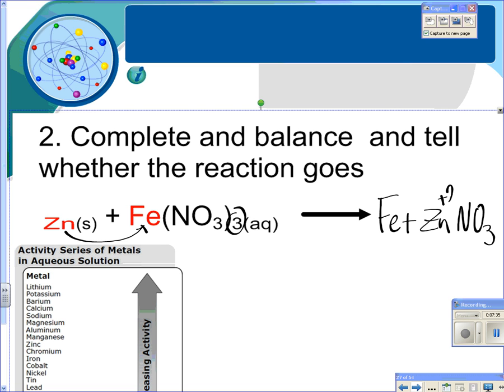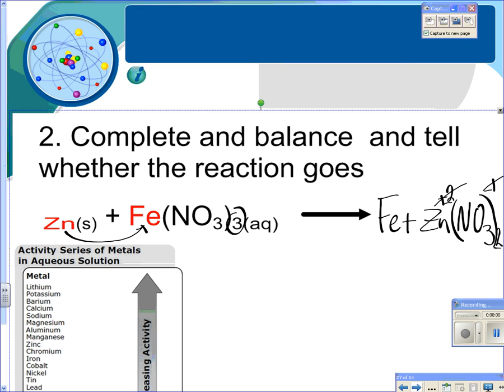And so zinc is +2. If we look on the periodic table, you should have written it in. Nitrate's -1. And so what do we do? Yes, zinc is going to need just a 1. We're going to give a 2 over here, so we have a +2 and a -2 now. So my 2 times -1 is -2, +2, so they cancel out. And then we just have to balance.